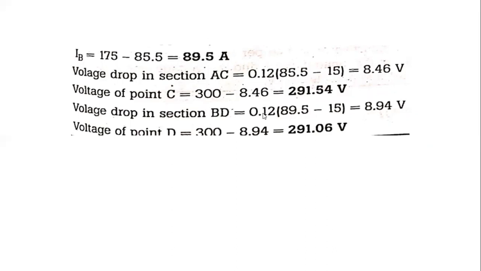Voltage drop in section BD is the resistance across the B to D section into the current. What is the current? The total current minus the current at that point. Similarly, we calculate the voltage at point D. That is the total voltage minus the voltage drop in section BD. The voltage drop in section BD is 8.94.